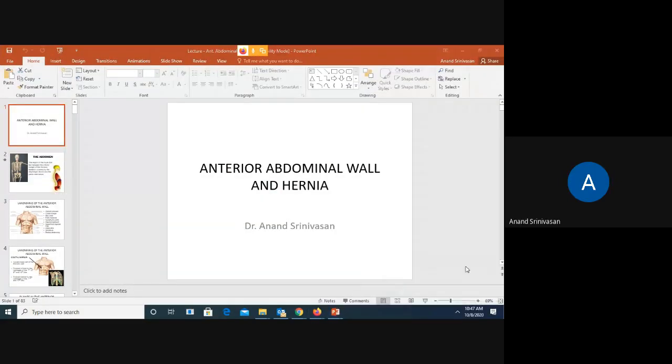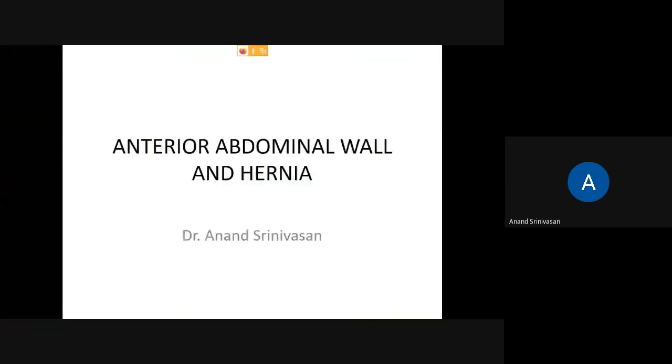Today's session will be on the anterior abdominal wall. I have included hernia here also, but the topic hernia will be taken by Dr. Kumar. So, I will be covering only the anterior abdominal wall.